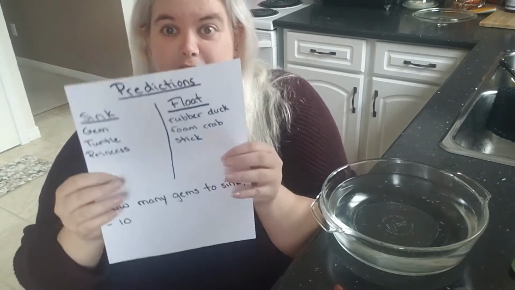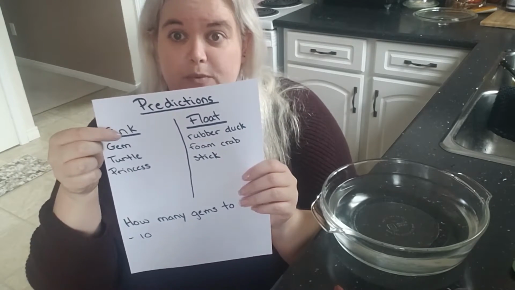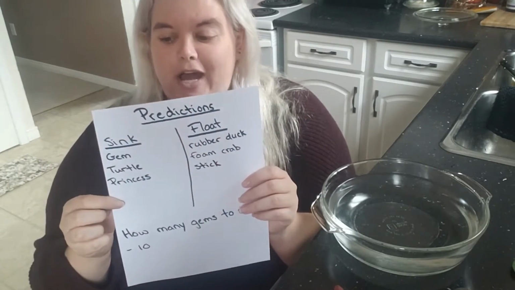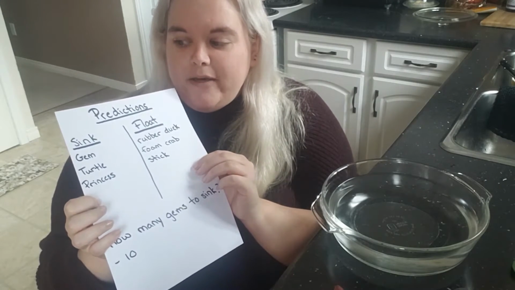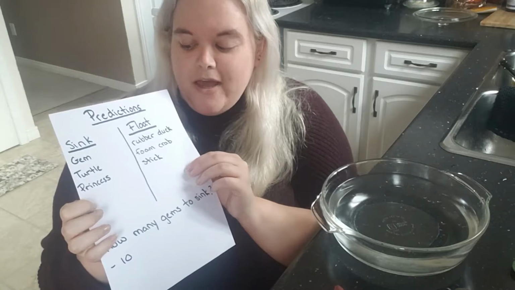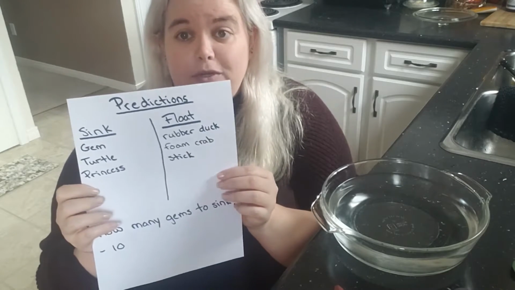So before you start, you're going to do predictions. So you're going to make a list of seeing if things will sink or float with your child. So for example, I thought my gem would sink, my turtle and the princess, and I thought the rubber duck, the foam crab, and the stick would float. So now we're going to see if our predictions are right.